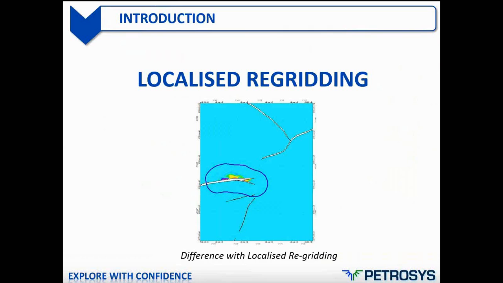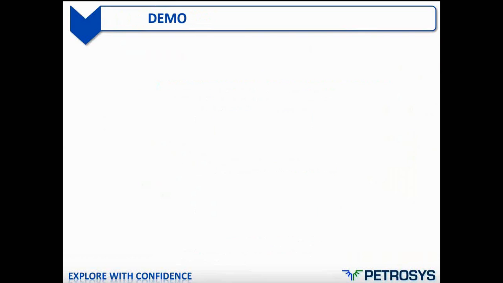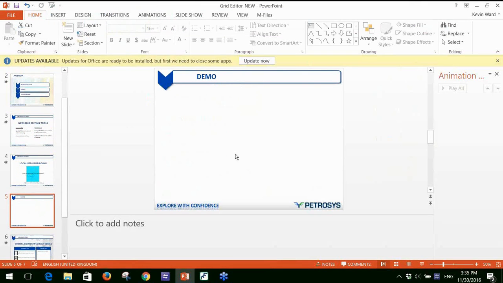Localized regridding, in most of the popular interpretation packages, is not available. But in Petros's, it has been available for a very long time in surface modeling. You could just take the edits that you've made and feed them into a gridding task and use localized regridding there. However, what's new is that you can now use localized regridding from mapping. So the best way to tell you about how you can do it and show you this is in a demo. So I'm just going to move to the software.